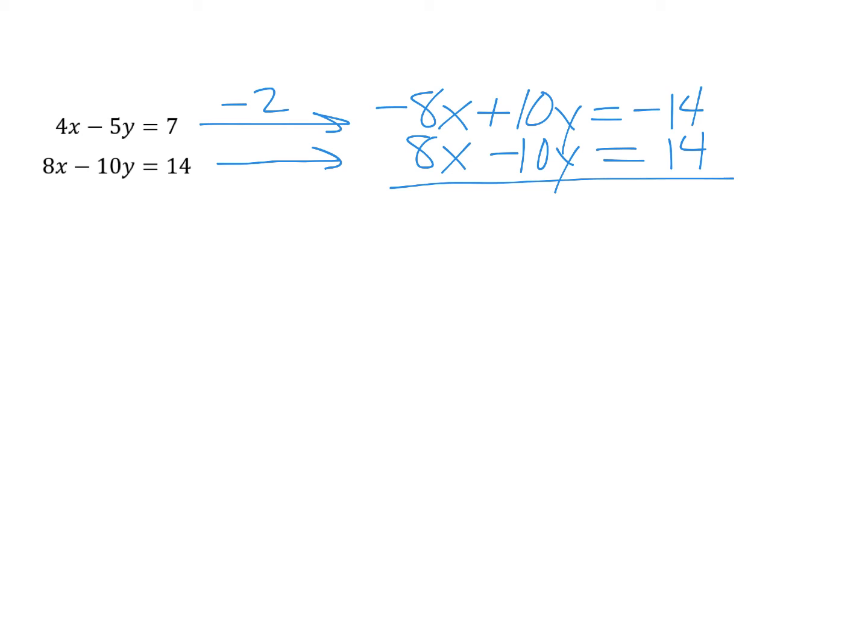When the x's cancel out, the y's cancel out, and even the 14s cancel out. And so I literally have 0 equals 0. Is that true? Does 0 equal 0? Absolutely, that's true. And so this, again, just like your equations, when the two sides are equal and the letters are gone, is infinitely many solutions.